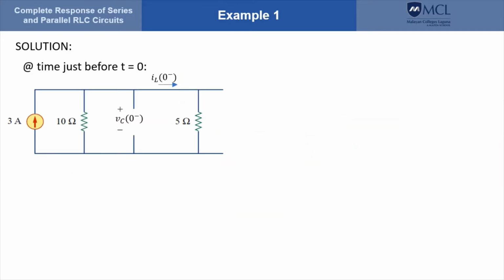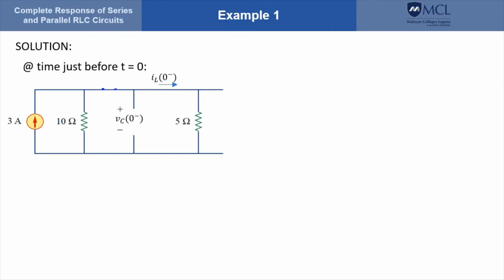So first, we need to know the scenario just before t equals 0. This is the time when the switch opens. So just before the switch opens, what is that scenario? The scenario is that the switch is closed. So here is the switch here. It is closed. Therefore, this would be the circuit.